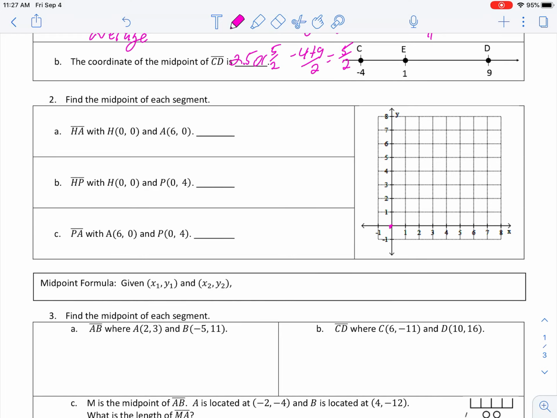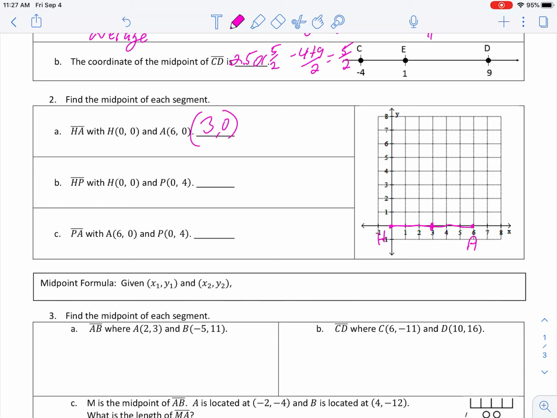So let's plot H, which is at 0, 0, and A, which is at 6, 0. And we want to start off by finding the midpoint of this line segment. Now, the thing is, this is again just 1 dimension. It's just along the x-axis. So we can clearly see between H and A that the midpoint has to be right here at 3, 0.